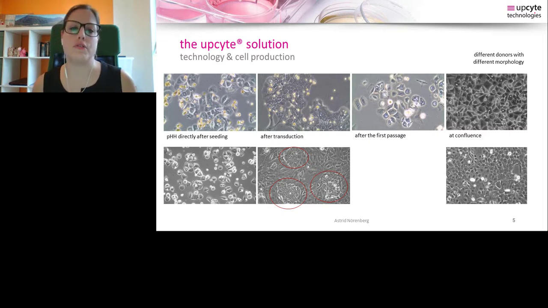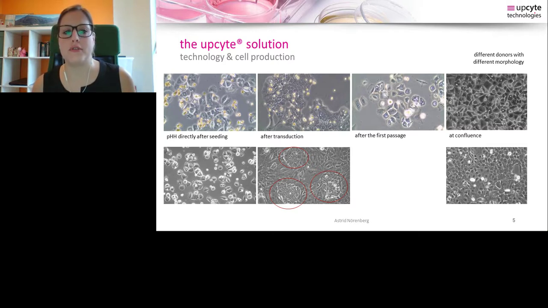they start to differentiate. So we do have a weekend-friendly protocol, so the cells are slightly differently treated than primary hepatocytes. You thaw the cells, you give them a recovery phase, and then you can start using them for your experiments. On the bottom, you see a different donor.